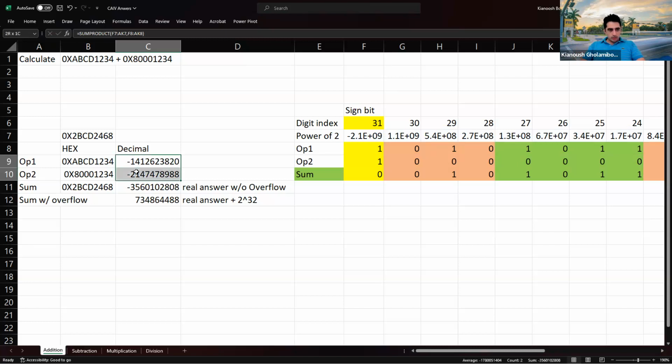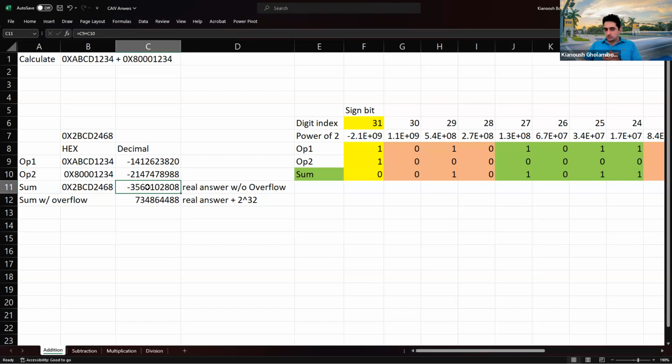And when you add these two numbers, because the sum of two negative numbers must be negative, the answer will be this. And this is calculated by just adding the two numbers in Excel. But as you see, the number is less than the minimum possible integer that you can store in a 32-bit signed 2's complement representation. The minimum number that you can represent in 32-bit signed 2's complement is negative 2.15 billion, which is basically negative 2 to the power of 31.